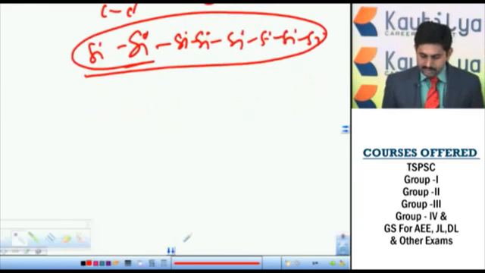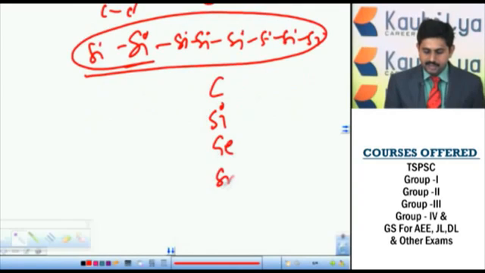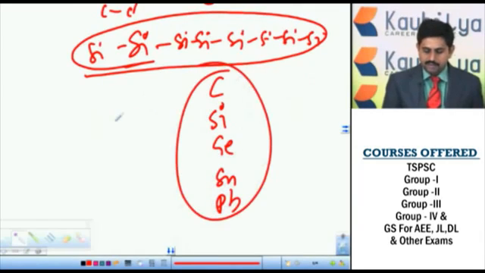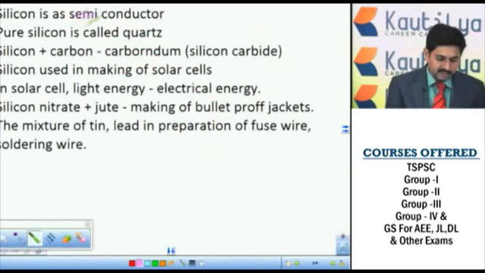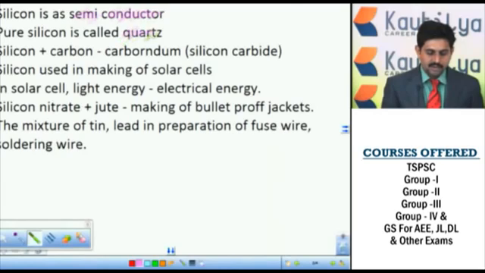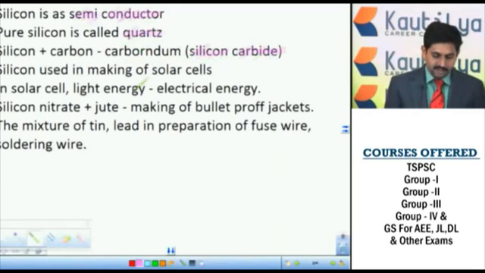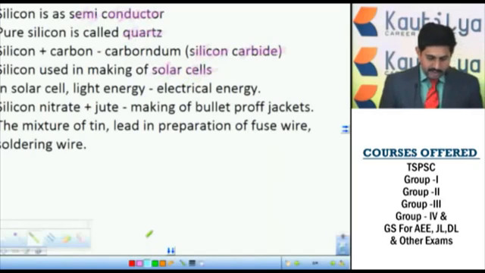Now this group belongs to carbon, silicon, germanium, tin and lead. This is the carbon family. Some of the important uses: silicon is used in the preparation of semiconductors. Pure silicon dioxide is called quartz. Silicon with carbon is called silicon carbide, and it is useful in the preparation of solar cells.